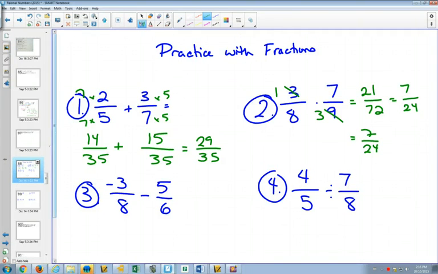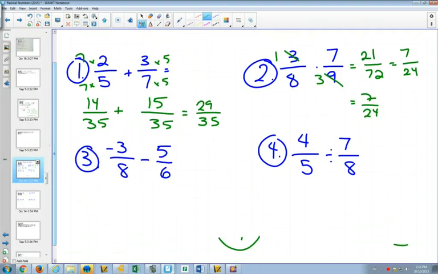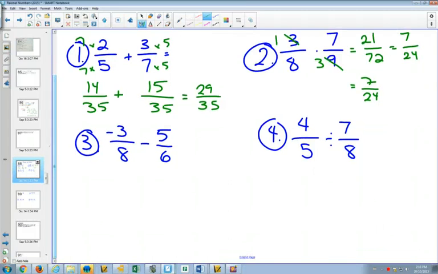Question number 3 is subtracting. For subtracting, do you need a common denominator? Yes, you do. So between 8 and 6, the common denominator is, what is the lowest common multiple between them? 24.